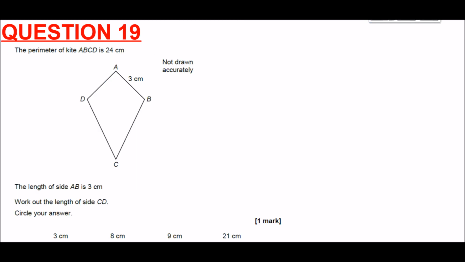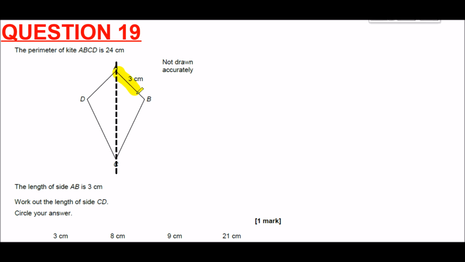Question 19, we have a kite here, and we're told the perimeter of the kite is 24 centimeters. For this question, we need to know a few properties about a kite, and the first such property is that the opposite sides of a kite are equal. And so one way you could think about it is if we imagine a line of symmetry for this kite going down the middle, then the opposite sides of that will be of equal length.